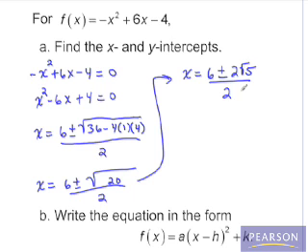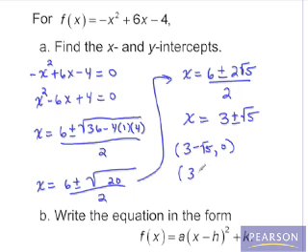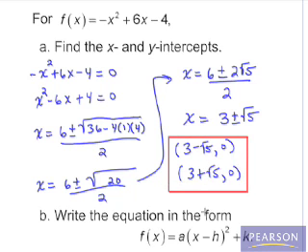And then dividing all three terms by 2, we get x equals 3 plus or minus the square root of 5. So there's our two x-intercepts. You could write them as 3 minus the square root of 5 comma 0, and also 3 plus the square root of 5 comma 0. So there are our two x-intercepts, and I'll draw a box around those so I can find them later.